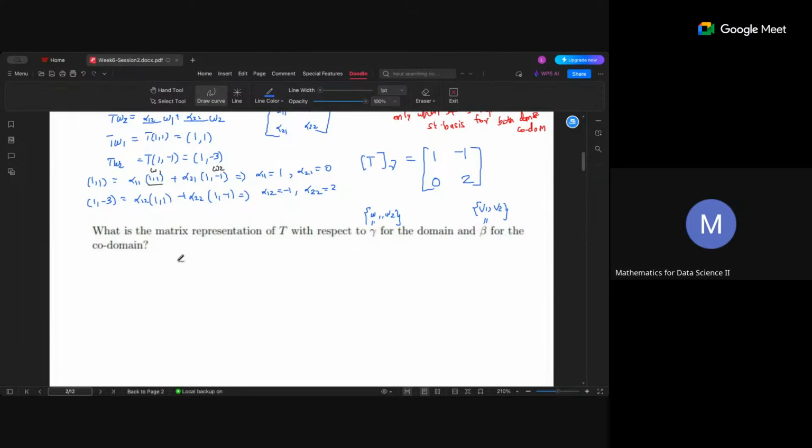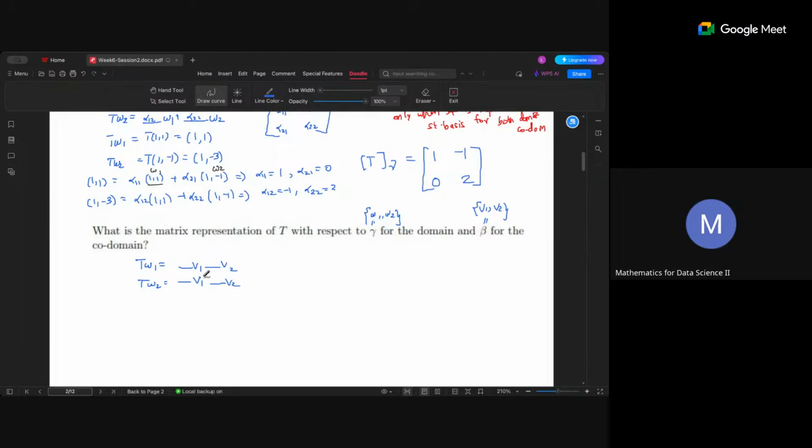What is that we need to do? Ma'am, we need to find out TW1 and TW2. Yes, and then the linear combination of V1 and V2. Exactly. We need to write them as linear combinations of V1 and V2. Very good, because gamma is for domain and beta is for codomain.